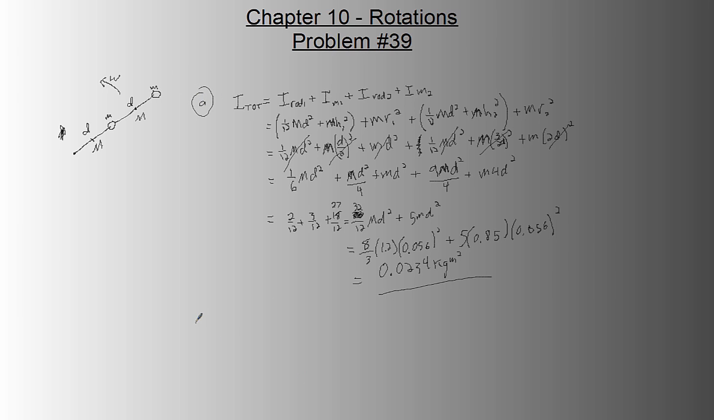To do part B, which is asking for the kinetic energy, that's just 1/2 I omega squared. You just plug in the I we found, 0.0234, and the omega given was 0.3, squared, and that gives you the answer of 0.00105 joules.